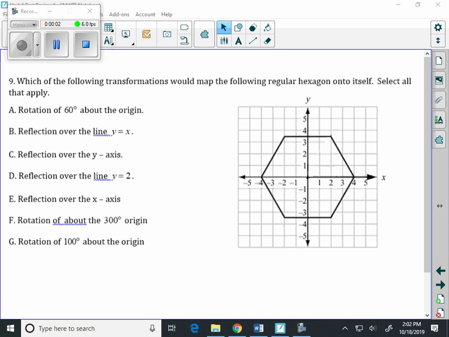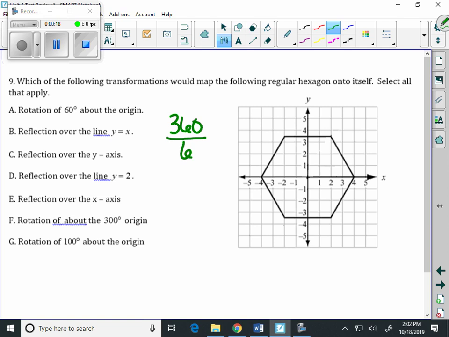Which of the following transformations would map the following regular hexagon onto itself? Select all that apply. Well, the first thing that I see, since it is a regular hexagon, is that there's 6 sides. So let's try 360 divided by 6, which is 60. And the fact that we got that allows us to answer, at least here, but it's select all that apply. So we need to watch out for that answer right there.